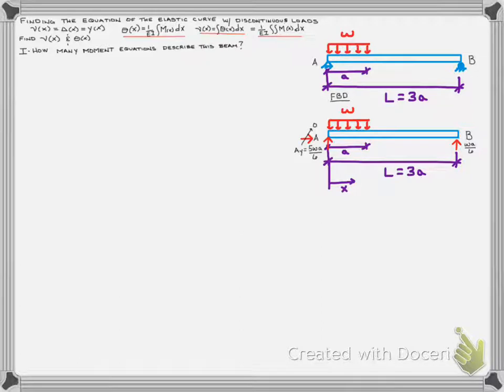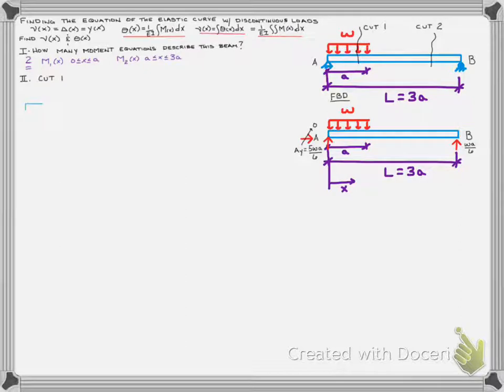And so the first thing we need to talk about is how many moment equations are needed to describe this beam's moment. Take a second and think about that. And hopefully you came up with an answer of 2. You're going to have one that's valid from 0 to A, and then you're going to have a second one that would be valid from x equal to A to 3A. And I can show the 2 cuts there on the original beam.